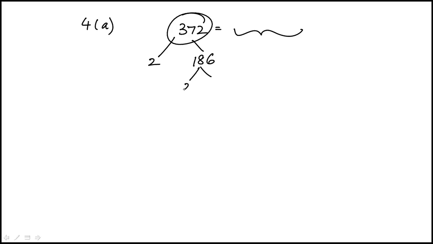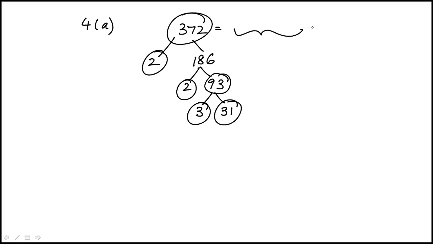You could do 2 again, and then you get 93. The 93 is divisible by 3 because the sum of the digits is 12, which is divisible by 3. So this would be 3 and 31. And 31 is prime. So if I had to write 372 as a product of primes, it would be 2 times 2 times 3 times 31. Or you might also see 2 squared, 3 to the 1, 31 to the 1.